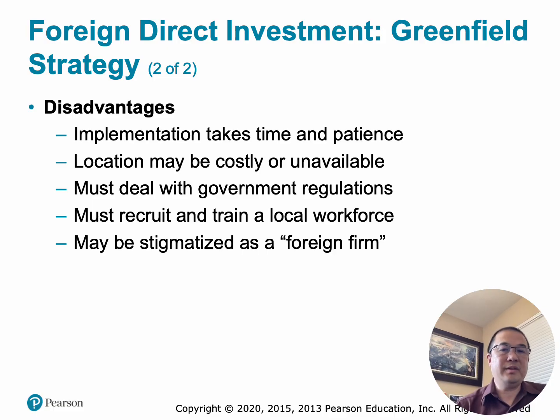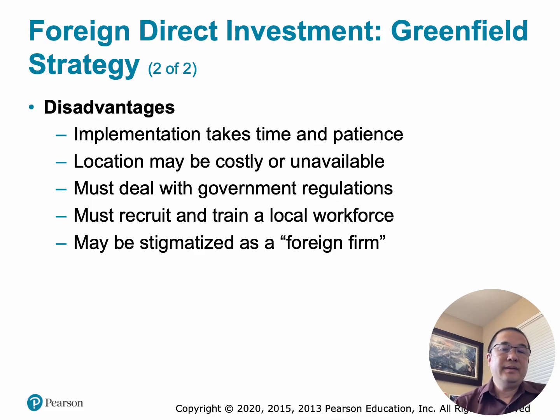Number two, location may be costly or unavailable. The ideal location may not always be available. Challenges include high land prices, limited industrial sites, competition for prime locations, and infrastructure limitations. As an example, a technology company may want to build near a major city but discover that land costs are prohibitively expensive. So a disadvantage is higher startup costs.